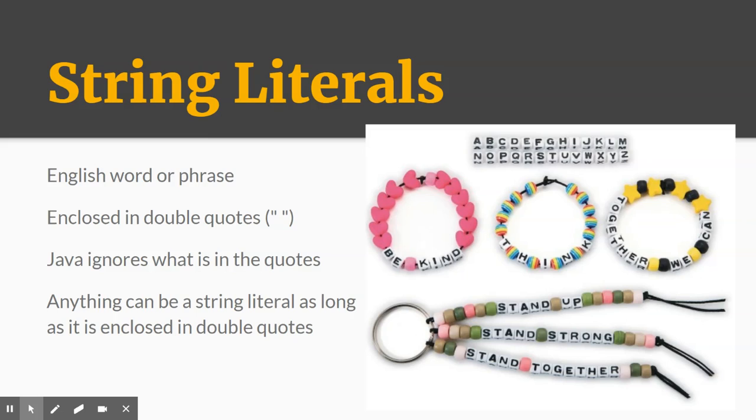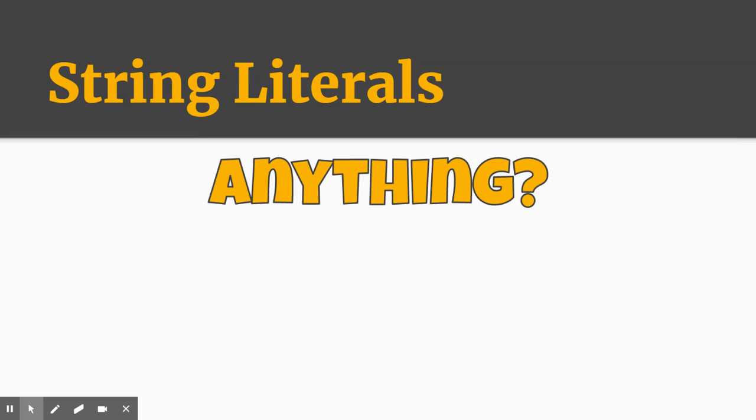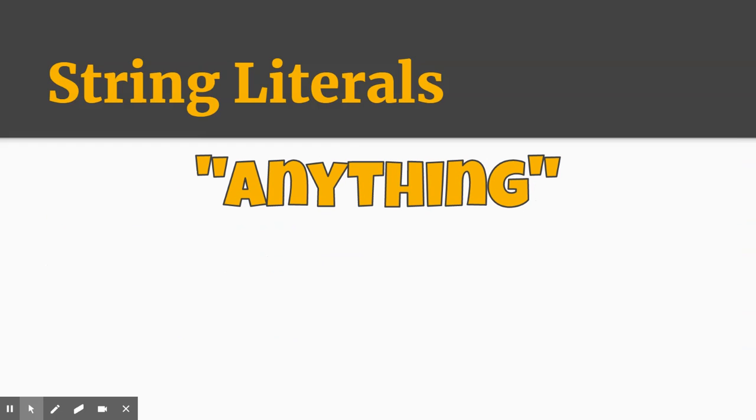So if you look at those friendship bracelets on the right, that's what you can think of a string literal as. It's literally some words on a string. Anything can be a string literal as long as it's enclosed in double quotes. And I know what you're thinking right now. You're thinking, anything? Yes, anything can be a string literal as long as you put double quotes around it.